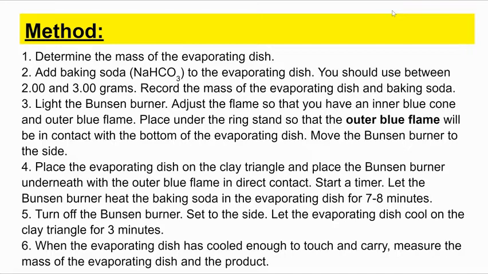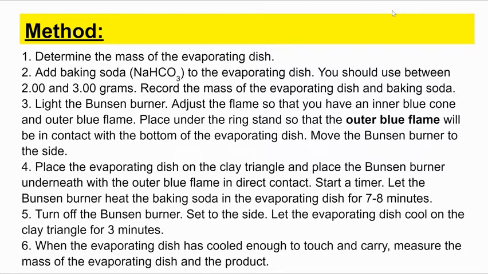Finally, light the Bunsen burner, adjust the flame so that you have an inner blue cone and an outer blue flame, and place it on the ring stand so that the outer blue flame will be in contact with the bottom of the evaporating dish, moving the Bunsen burner to the side. Place the evaporating dish in the clay triangle, start the Bunsen burner underneath with the outer blue flame in direct contact, and set a timer. You want the Bunsen burner to heat the baking soda in the evaporating dish for 7 to 8 minutes.